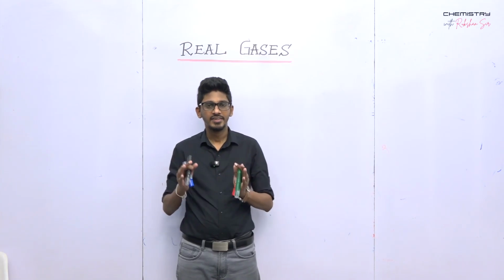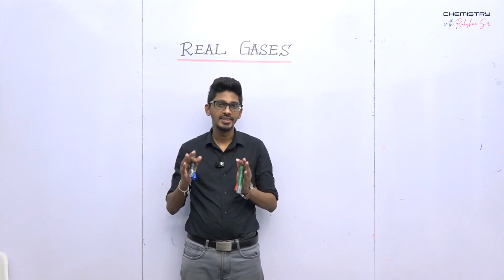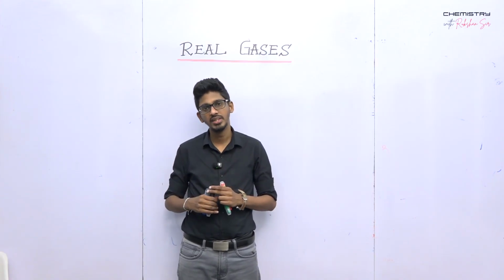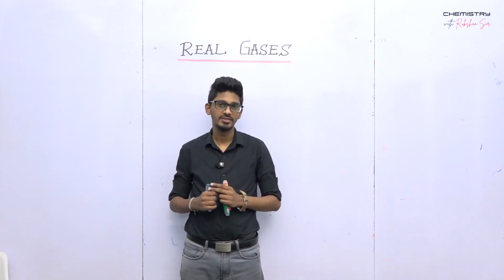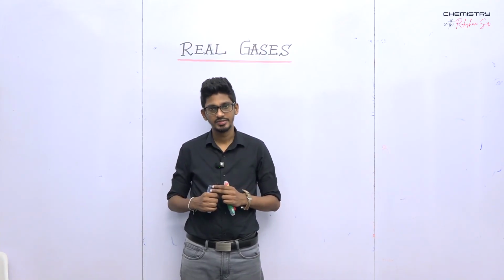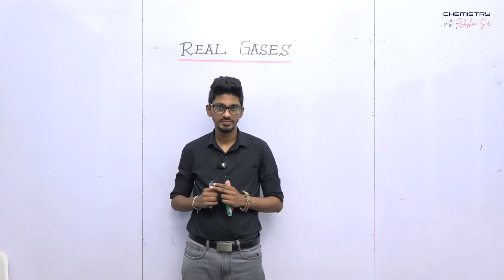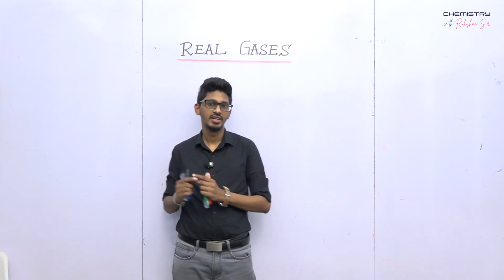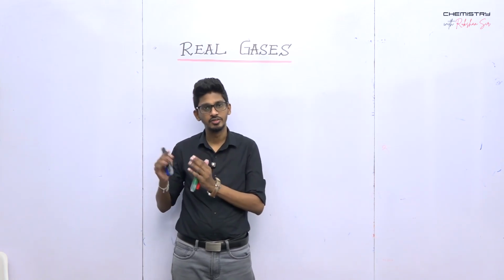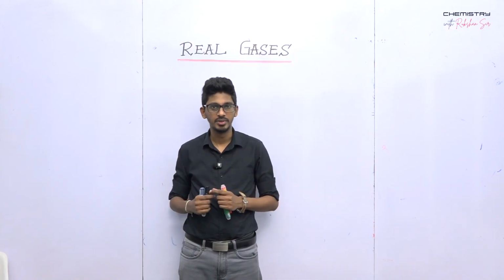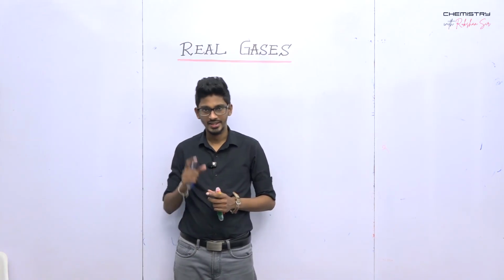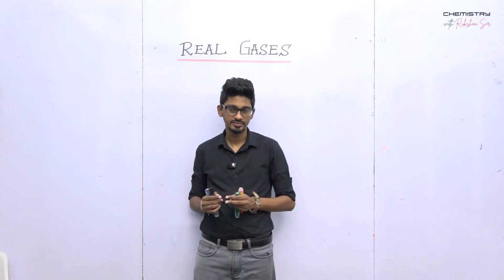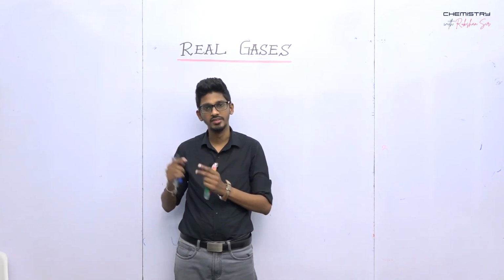First, let's discuss why they deviate from ideal behavior at low temperatures and high pressures. After that, we can discuss why real gases tend to behave ideally when high temperature and low pressure are applied. So first of all, let's discuss why these real gases do not behave ideally.